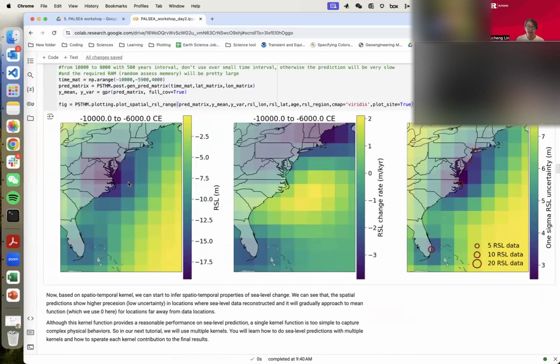So now you can see that we have an estimate of how much sea level changed during these time slices. We have an estimate of how much the sea level rates change, what is the rate of sea level change during this time range, and we have some uncertainty estimate. And as you'll see here, wherever you have some data, the uncertainty is lower, and the uncertainty gets larger if you move away from those data.